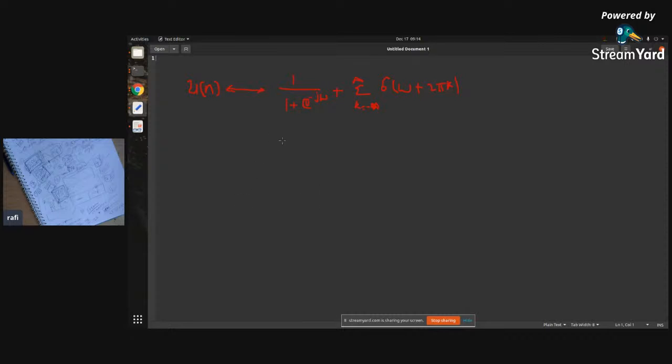So if you plot the spectrum, 1 by 1 plus e power minus j omega will look somehow like this, from minus pi to pi, and there will be an impulse at omega equal to 0. Likewise the spectrum will have its periodic nature. All discrete time spectra are periodic with period 2 pi.